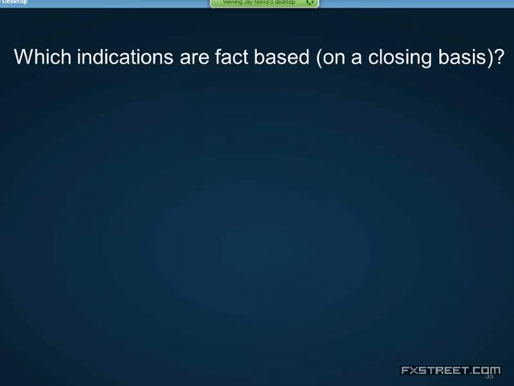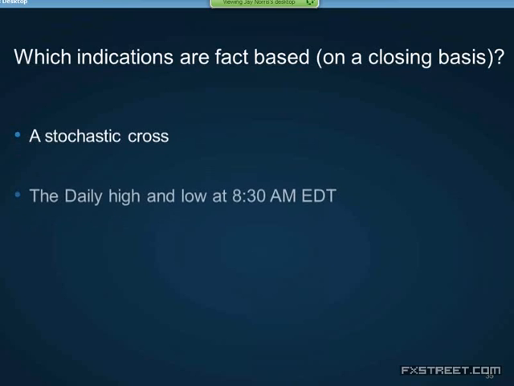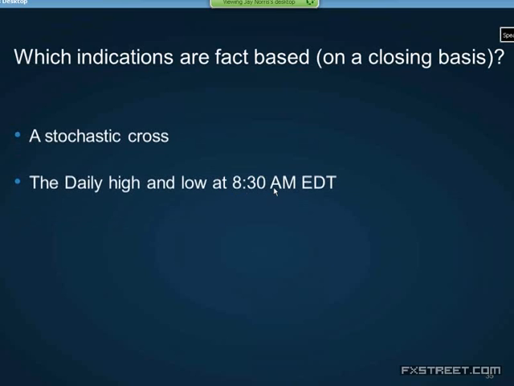And here's a little quiz for you to keep you awake. Which indications are fact-based? That is, they occurred on a closing basis. The stochastic cross, is that fact-based? The daily high and low at 8:30 a.m.? Keep in mind, it's only 8:30 a.m. Whatever the high and low is, that may only be temporary, right? So that's not fact-based.